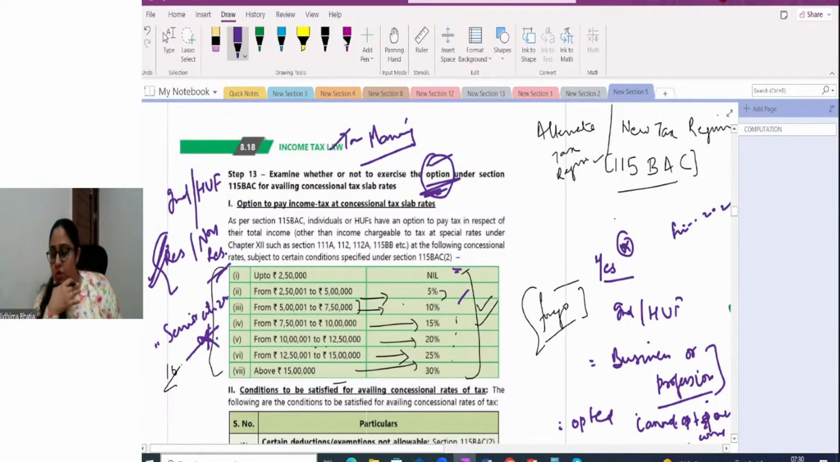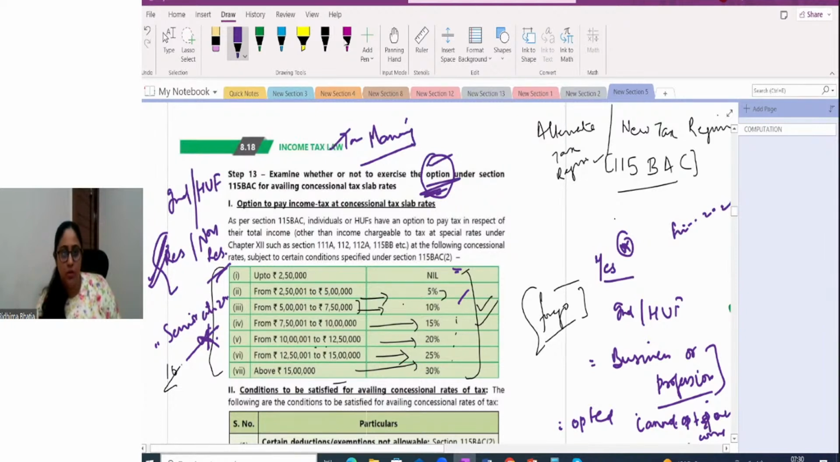Utkarsh, this is not for seniors. This is for everyone, resident, non-resident, individuals, HUF, irrespective of their age. But they will not get the higher maximum exemption limit benefit. Same slab rates will apply to them also. For them, it will not start from 3 lakh and 5 lakh.